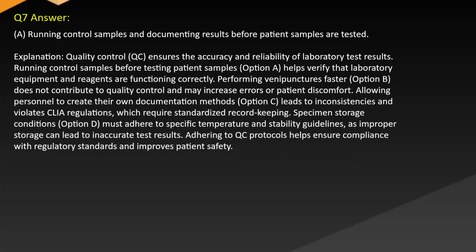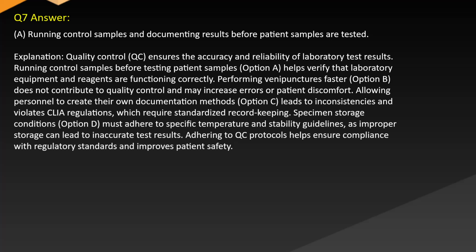Answer A. Running control samples and documenting results before patient samples are tested. Explanation: quality control (QC) ensures the accuracy and reliability of laboratory test results. Running control samples before testing patient samples, Option A, helps verify that laboratory equipment and reagents are functioning correctly. Performing venipunctures faster, Option B, does not contribute to quality control and may increase error or patient discomfort.